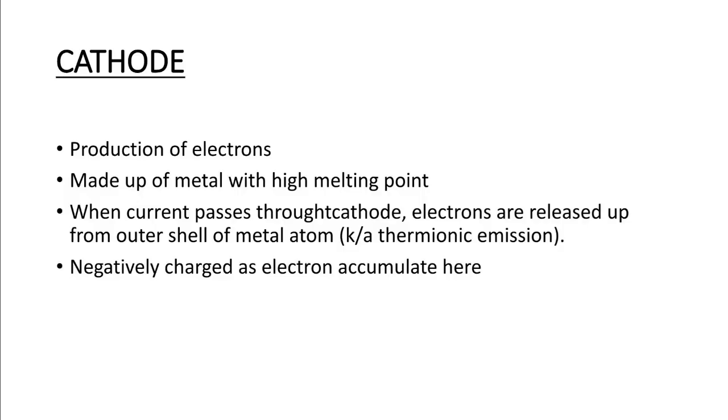Cathode is the negative electrode as electrons are produced here. They are made up of metal like tungsten, which have a high melting point. When high-volt electric current passes through a cathode, electrons are released from outer shell of cathode metal. As we use electricity and in return releases electron, this process is known as thermionic emission.